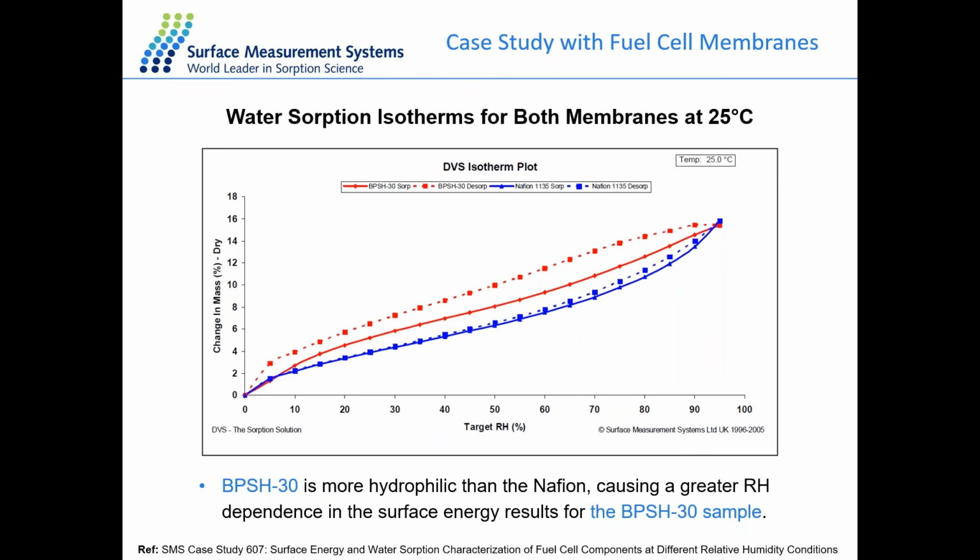And some further work for this study could be that we can measure some other mechanical properties or even other properties of these membranes, so that we can try to correlate the surface energy with the mechanical properties and give some more ideas about the research and development of fuel cell membranes.